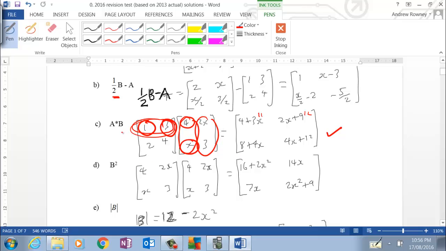You have to get the order right too. So B has to be after A. Here's B, here's A. B squared is B times B. Doing the same process.